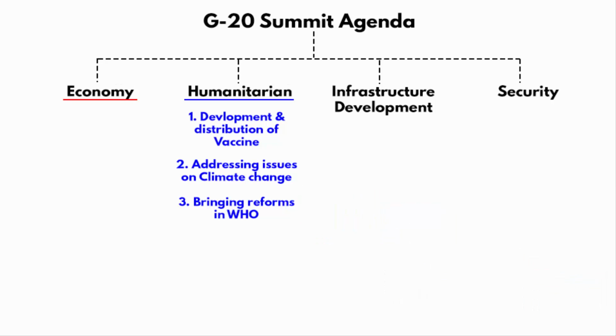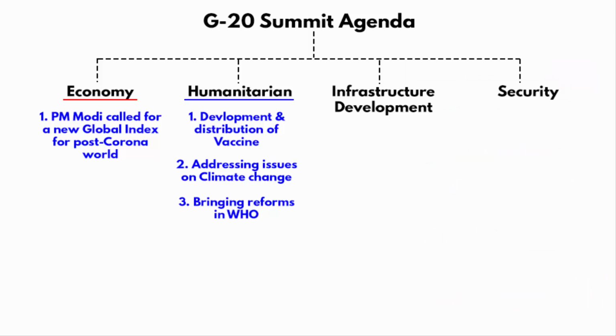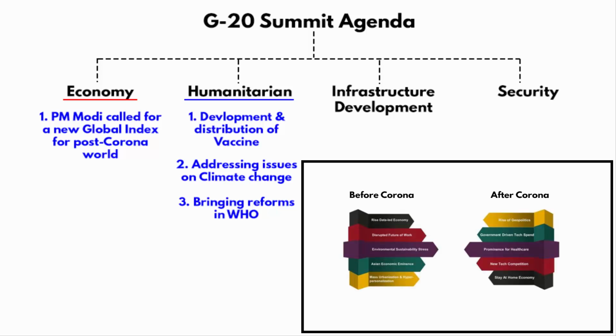Under the economic category, Prime Minister Modi called for a new global index for post-corona world. So what is this new global index? You must have noticed in the last 7 months, Government of India has indulged in micromanaging the crisis by adding new levels of bureaucracy and laws. So if I have to summarize the government's activities from last 7 months, they have basically reset the society in almost every aspect. In history, we follow the time in terms of before Christ, BCE, and AD, which is called Anno Domini. Likewise, the new timeline from 2020 seems to be before Corona and after Corona.